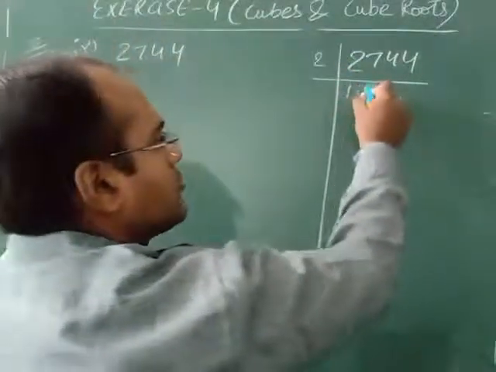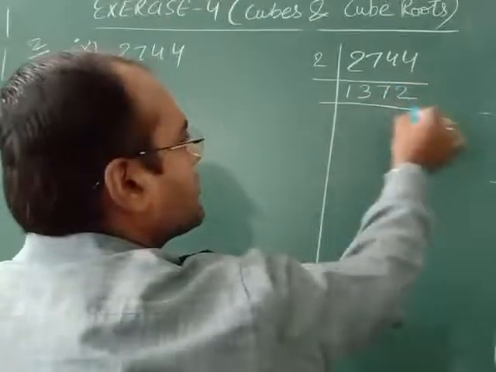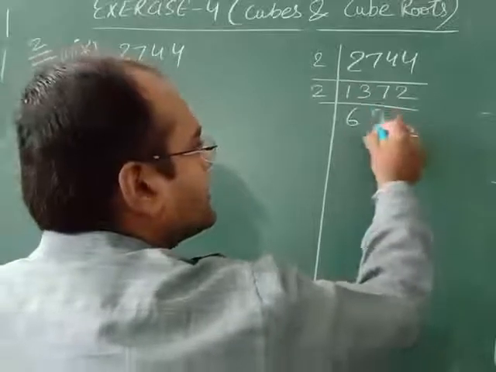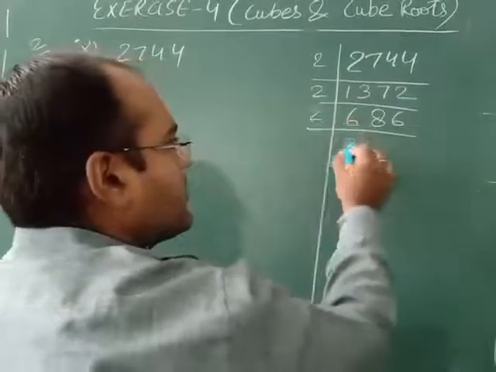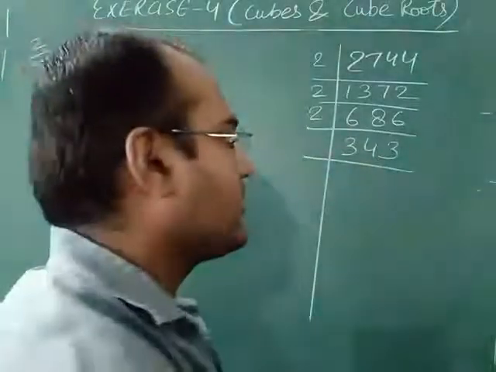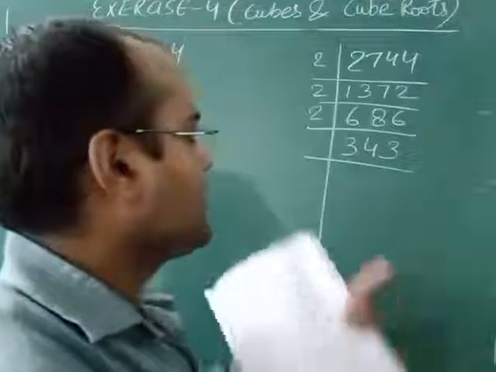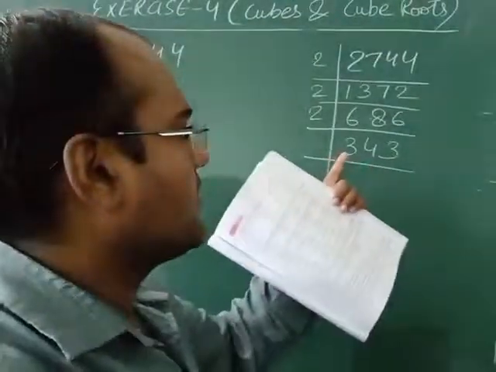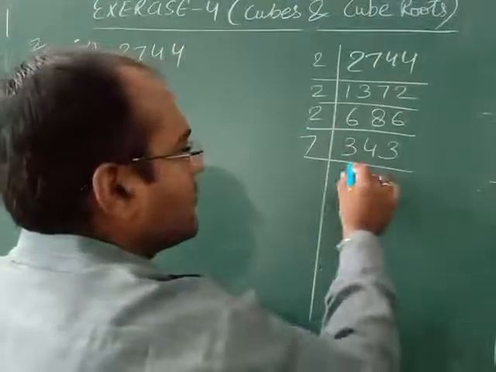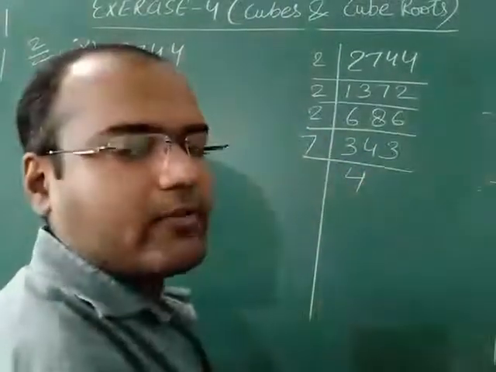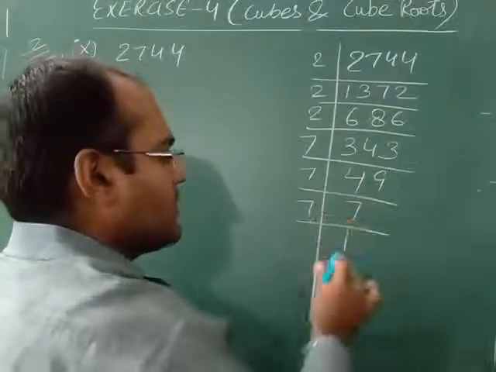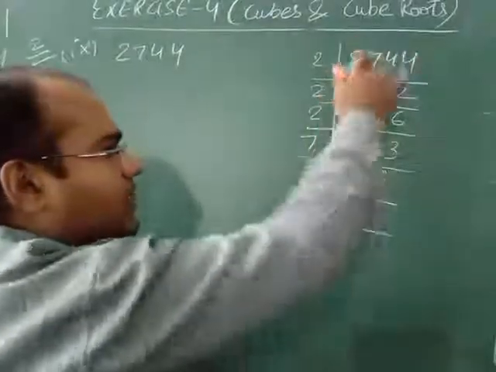2 1 2, 2 3 6, 2 7 14, 2 2 6 12, 2 6 12, 2 8 16, 2 6 12, 2 3 6, 2 4 8, 2 3 6. Now 343 is coming. It is not coming in a table of 2. It is not coming in a table of 3 also. We will divide it with 7. 7 4 28. Remainder 6. 7 9 63. 7 7 49. 7 1 7. So prime factor we had calculated.